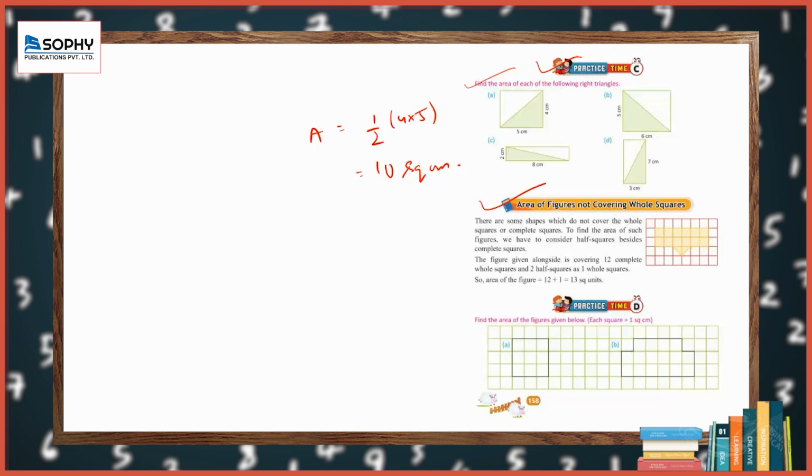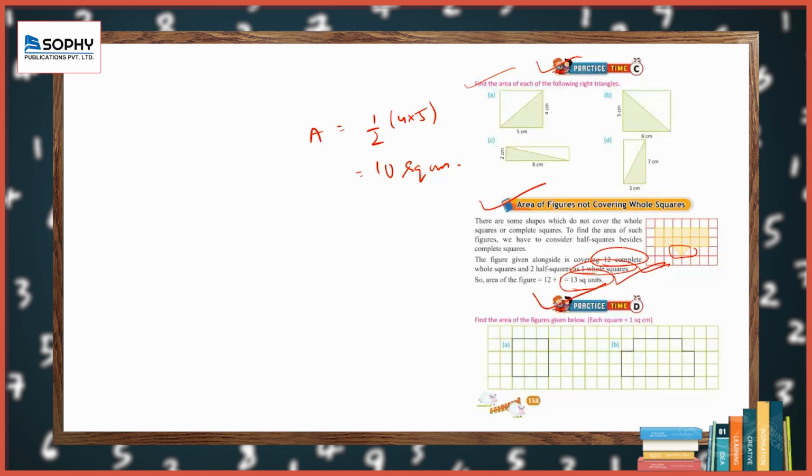There are some shapes which do not cover the whole squares or complete squares. To find the area of such figures, we have to consider half squares beside complete squares. You have to find the area; alongside it is covering 12 complete squares, and here are 2 half squares, students, and 1 whole square. So the area of the figure is 13 square unit.